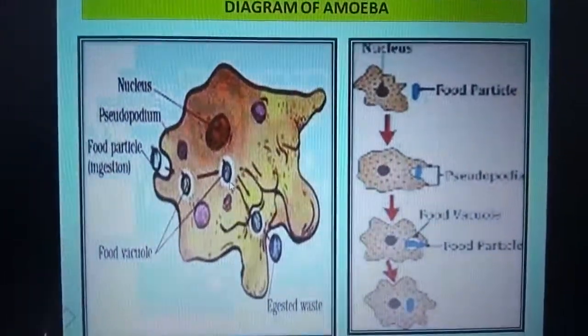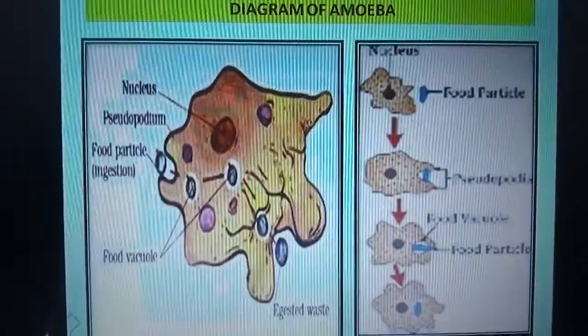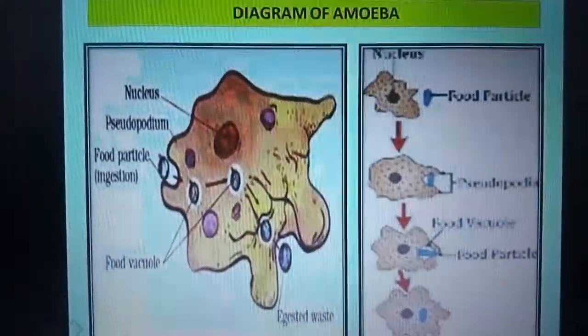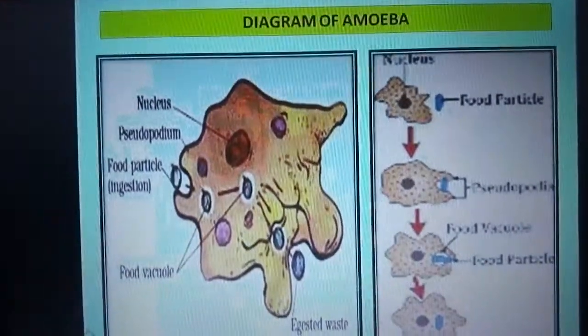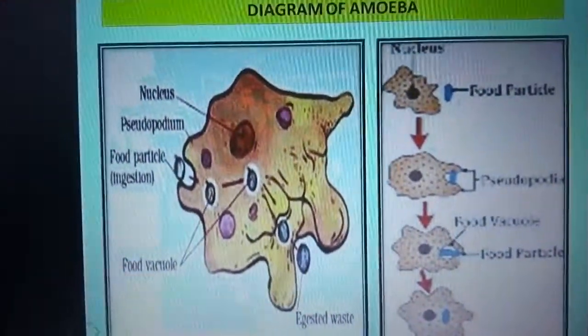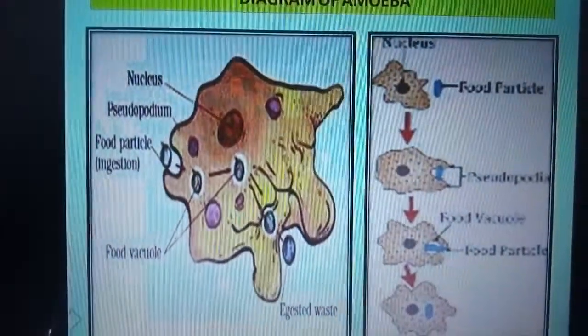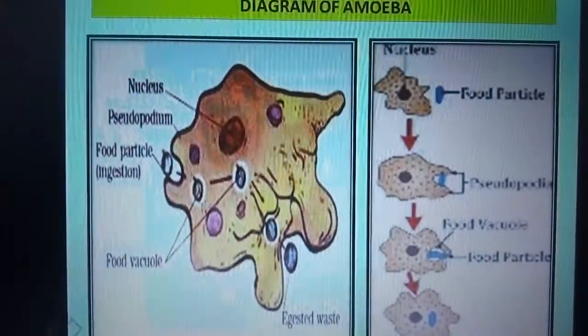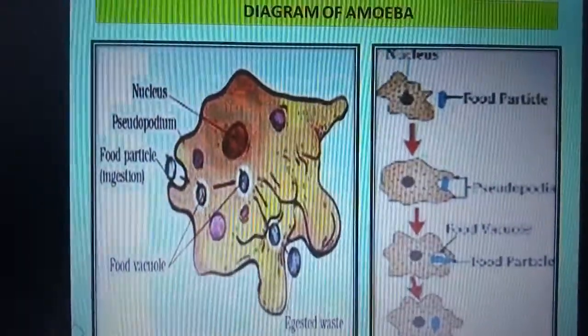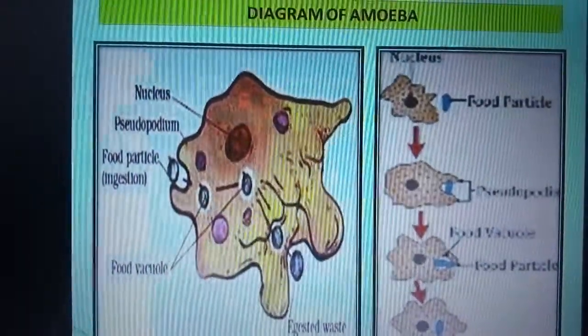So let us understand this. Amoeba takes in food by using pseudopodia. When a food particle comes near the amoeba, it produces two pseudopodia around the food particle and surrounds it. The two pseudopodia then join around the food particle and trap it.